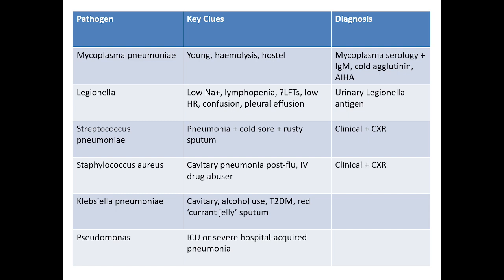Then come to Staphylococcus and Klebsiella. In both these cases, you will have cavitary lesions. So how will you differentiate between these two? You can differentiate between these two on the basis of the history. And for Pseudomonas, you will have the typical features of pneumonia.